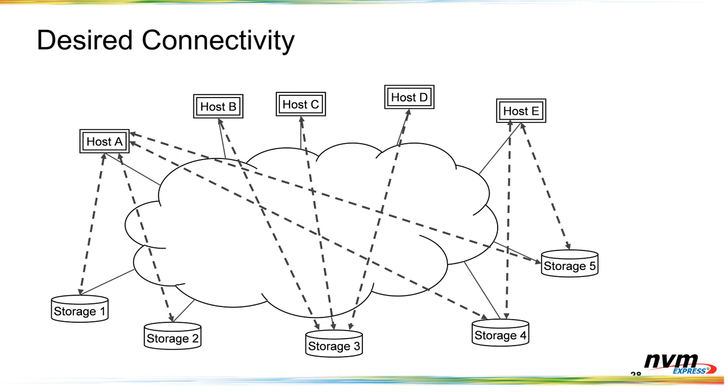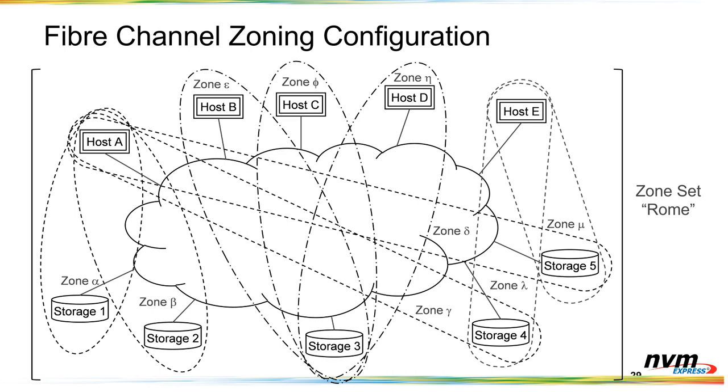For people familiar with Fibre Channel: if I was within Fibre Channel, how would I express something like that? I would need this zone definition. I need to define a set of two-member zones: zone alpha from host A and storage 1, zone beta from host A and storage 2, epsilon, phi, and eta are three zones to allow connectivity of hosts B, C, and D with storage 3. Then zone delta and zone gamma still allow the connectivity of host A with storage 5 and 4, and zone lambda and mu allow host E to connect with storage 4 and storage 5. And I can call this zone set, let's say, zone set rho.